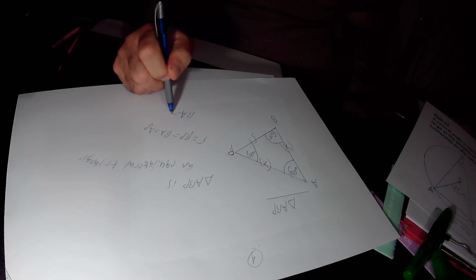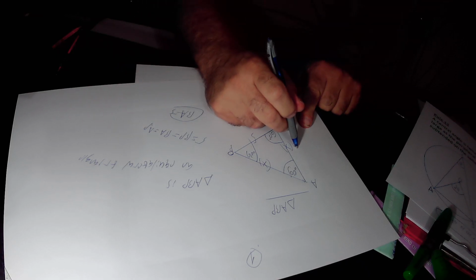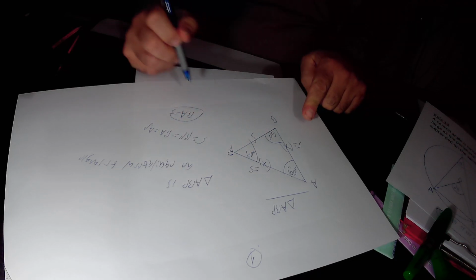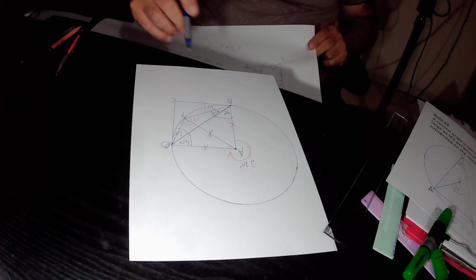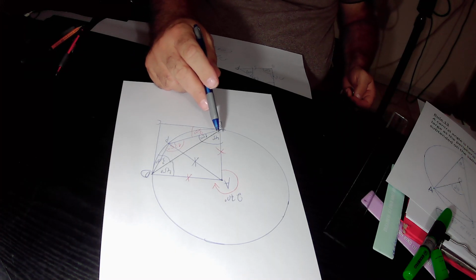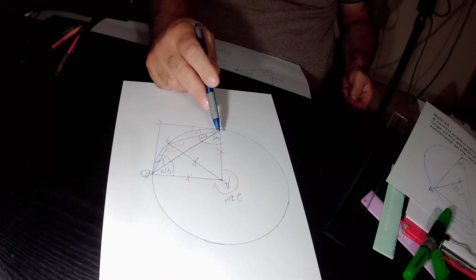We derive that BA equals 5. BA is X, so X equals 5. AP also equals 5. BA is one side of square ABCD. So one side of square ABCD equals 5 units.